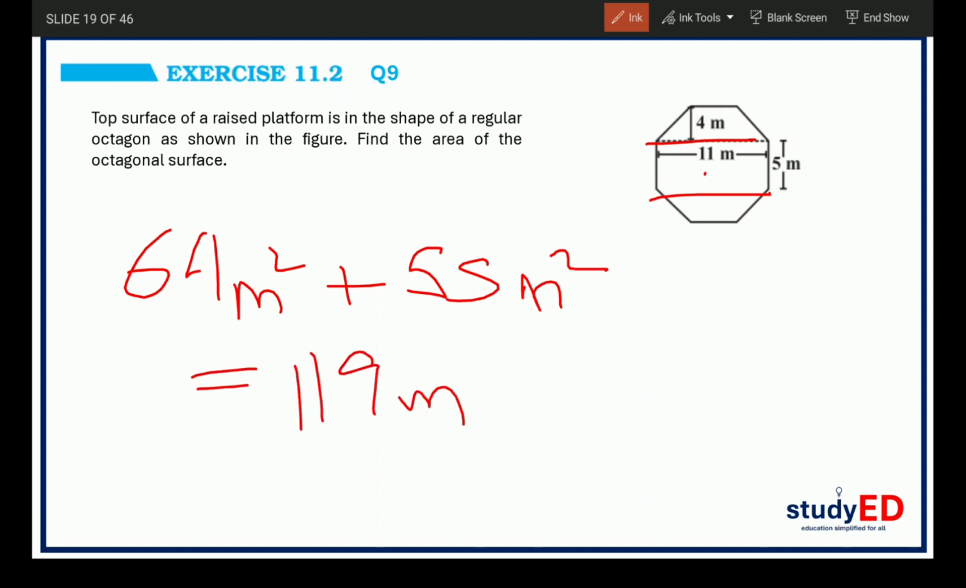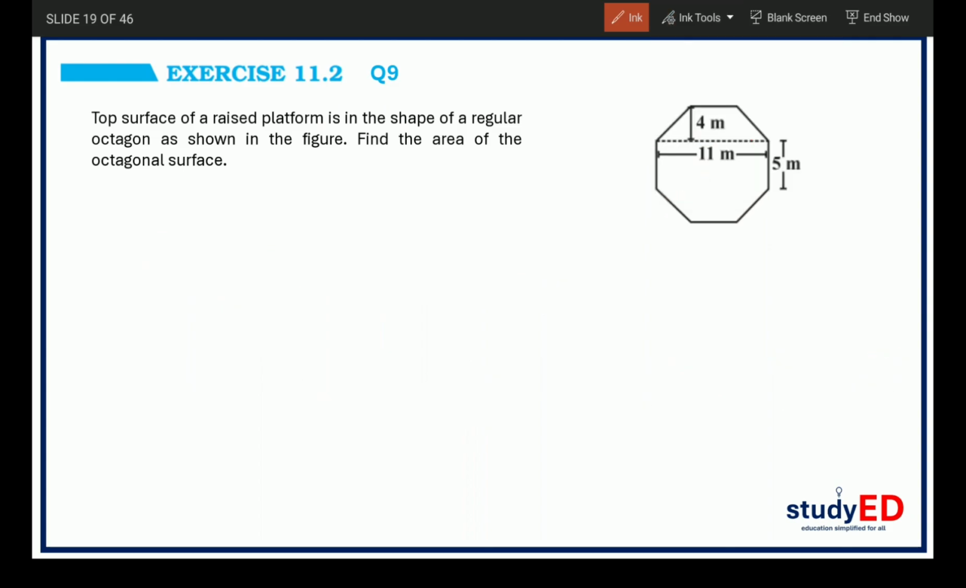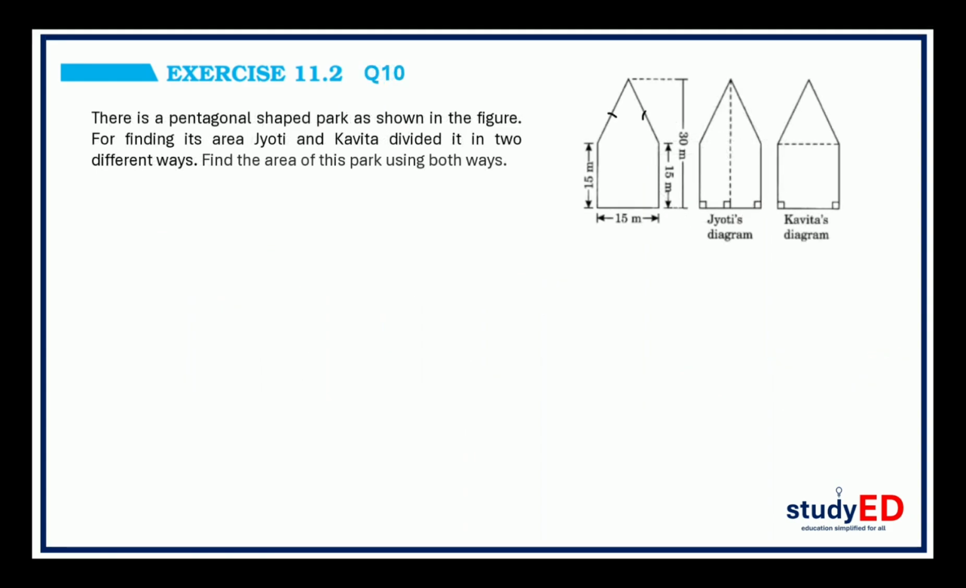119 meters square. Therefore, we come to consensus that the final area of the octagon is equal to 119 meters square. Hope you guys got this question. Let's now move on to the next one.